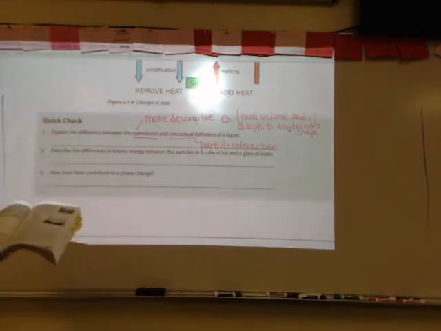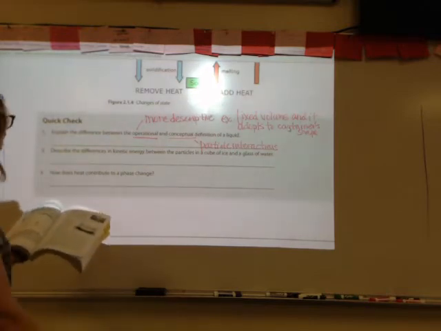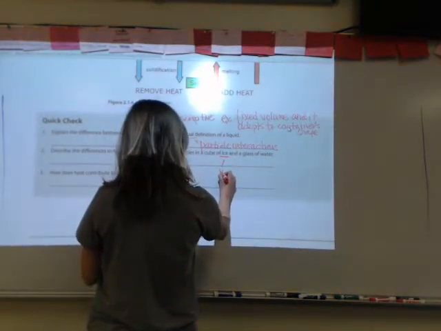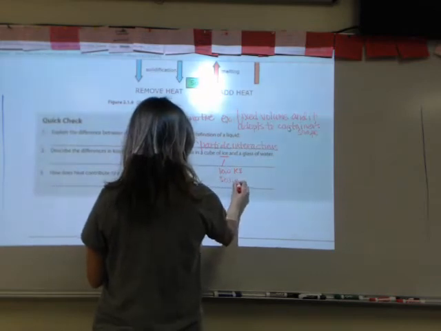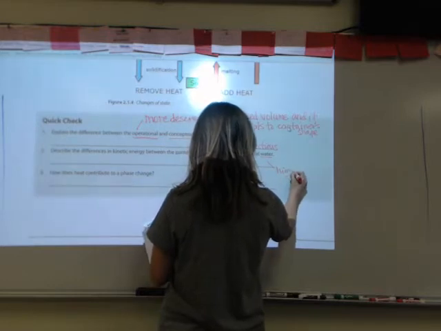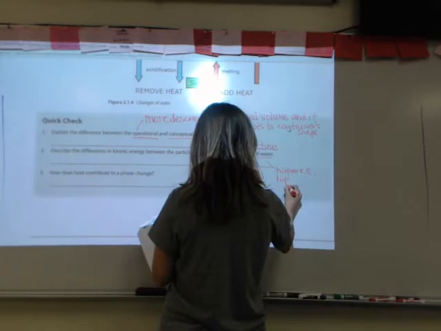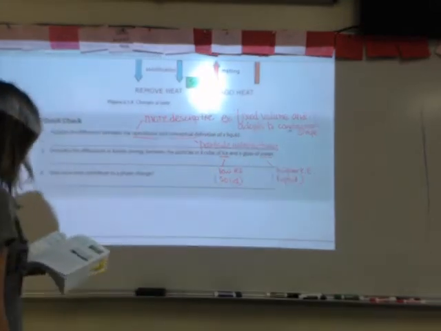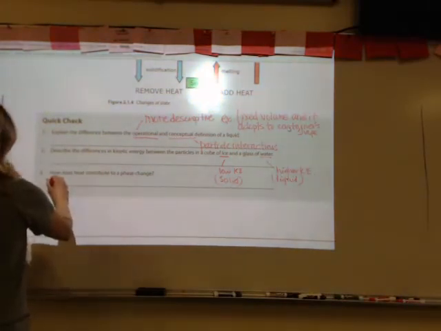Number 2, describe the differences in kinetic energy between the particles in an ice cube and a glass of water. Well, ice is going to have the lowest kinetic energy, and this is a solid, versus a glass of water. This is going to have higher kinetic energy, and this is a liquid. Okay? For number 3, how does heat contribute to a phase change? So phase changes depend on temperature.